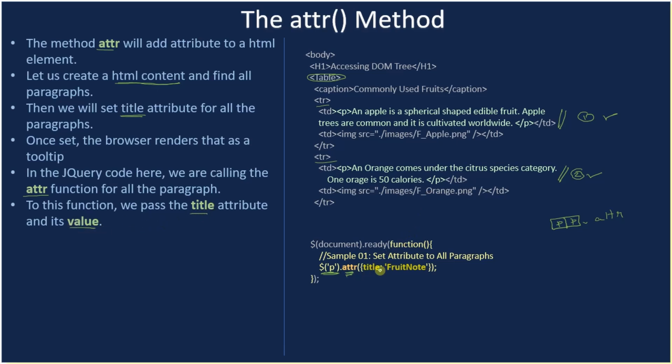That means the attr function accepts 2 parameters. The first parameter will be the attribute name, and the second one is the attribute value. In our example, the attribute name is title, and the value we are setting is fruit note. That means to all paragraph elements we are adding title equal to fruit name.